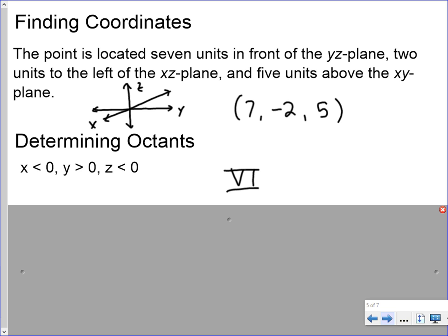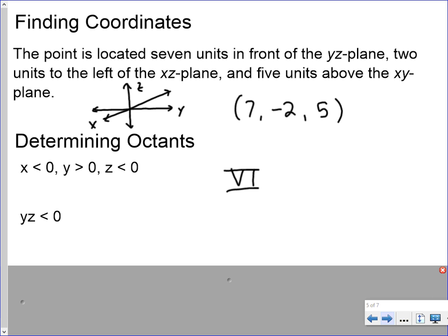For x to be negative, that would mean we're going backwards, so we're in all of the octants that are in the back of that three-dimensional coordinate system. That would be 2, 3, and 6, 7. And then we know that y is greater than 0, so we're going to the right of the xz plane, so now we're just between 2 and 6. And because z is also less than 0 or negative, we must be going down, so we must be in octant 6. What about if yz is less than 0?